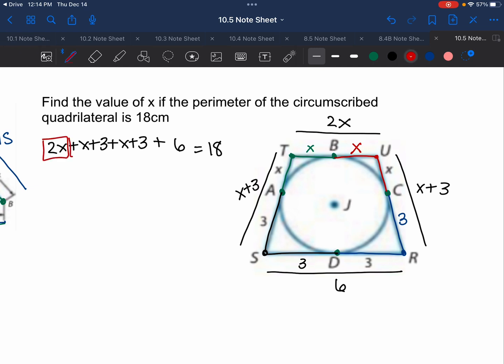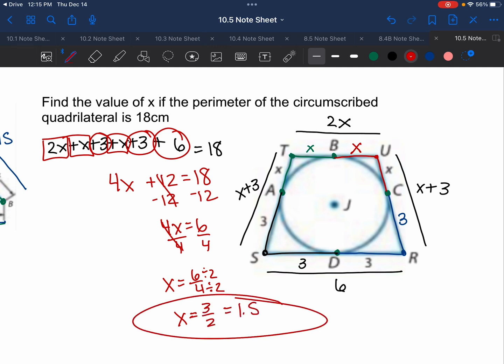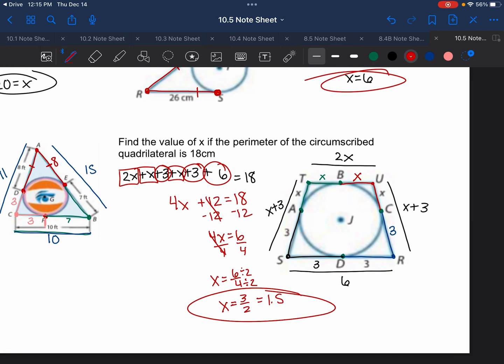So 2x plus x plus x, that's 4x. 3 plus 3 plus 6 is 12. That equals 18. So if we subtract 12, we get 4x equals 6. Divide by 4, we get that x is 6 over 4. But that can be reduced to get x equals 3 over 2, which is also 1.5. So I'd accept either of those answers there. And that completes the notes for 10.5.